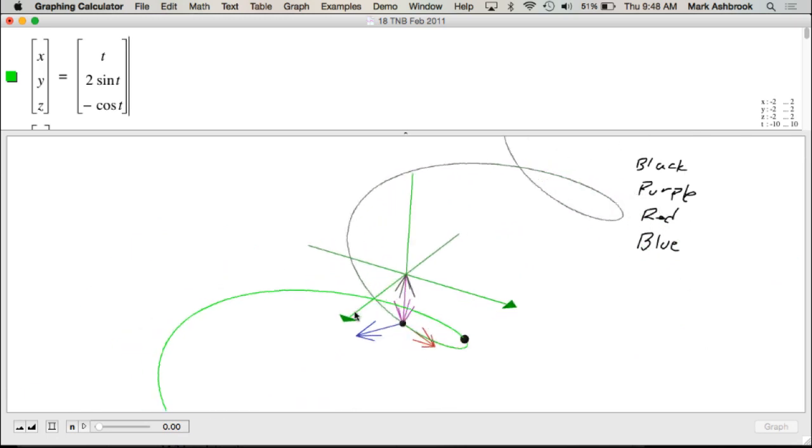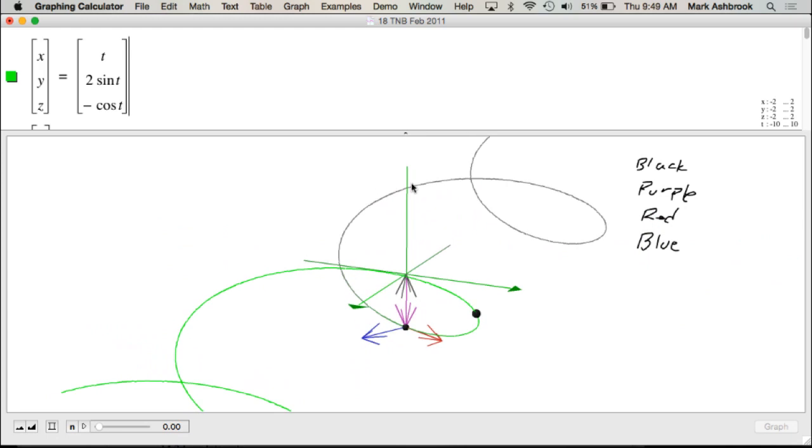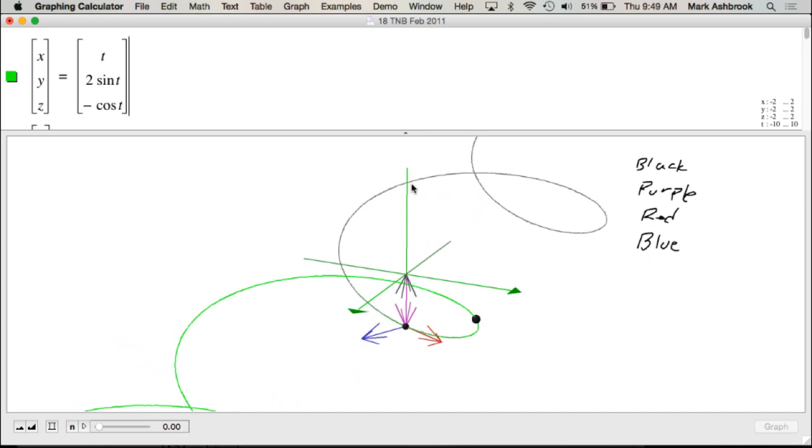Can we deduce what these three vectors are? So one of them is easy. Which one do we know right off the bat? So this is at t equals 0. So we can write down what the point is on the curve, right? The point on the curve would just be 0, 0, negative 1. That would be from our vector function. And that's which color? Pink or purple, right?